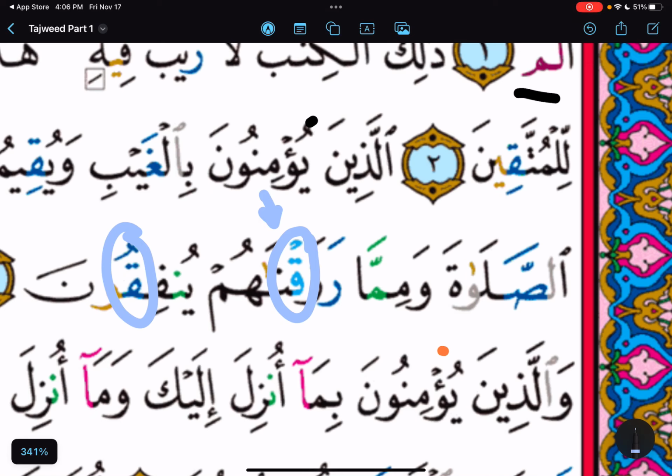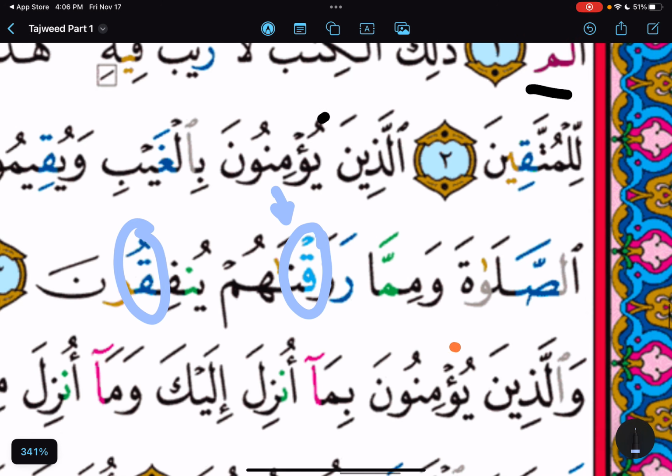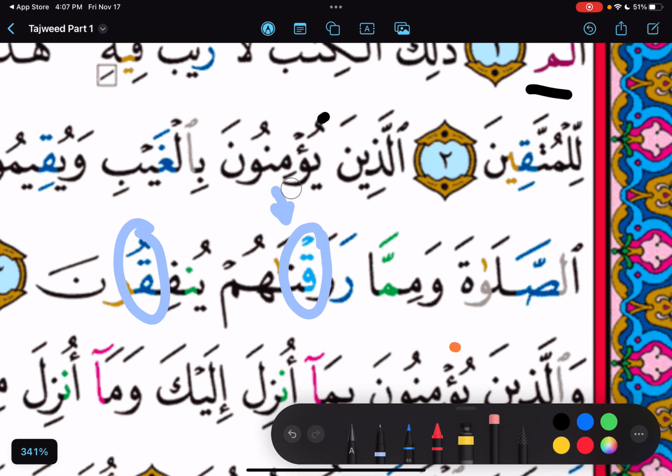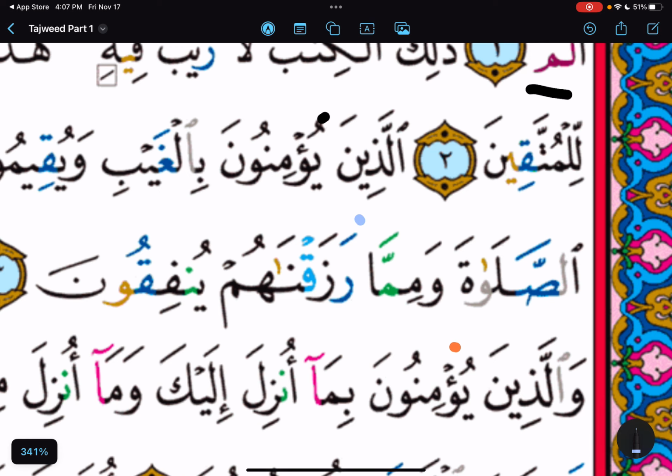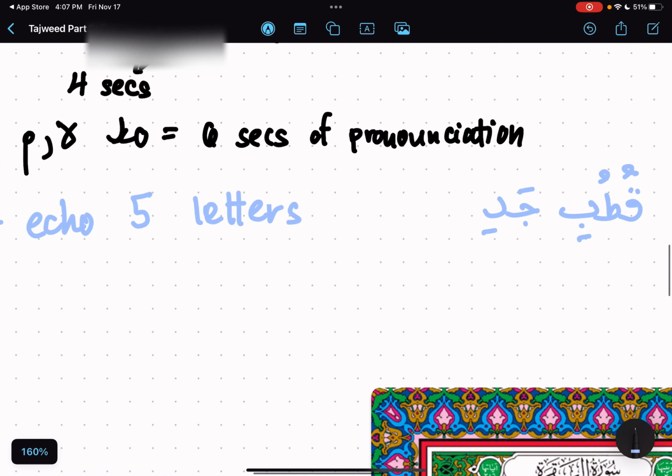So, basically this light blue color will have an echo to it. For example, رزقناهم ينفقون. Be careful not to pronounce رزق with a fatha. That's a mistake that will be made. Don't say رزقناهم with a fatha; say it so that you have an echo to it. Okay, so that's an echo.